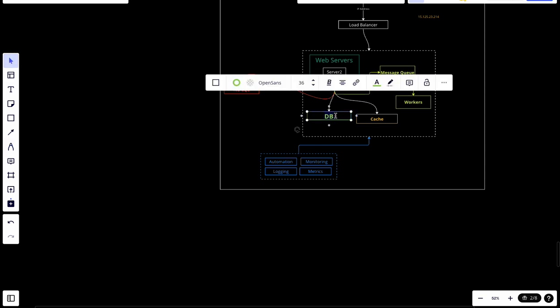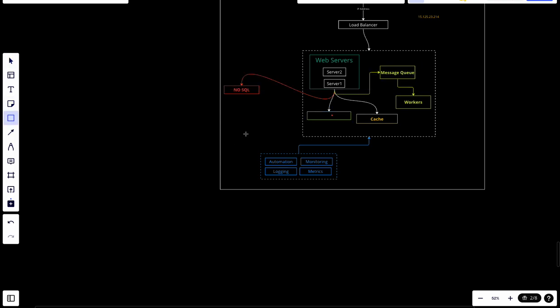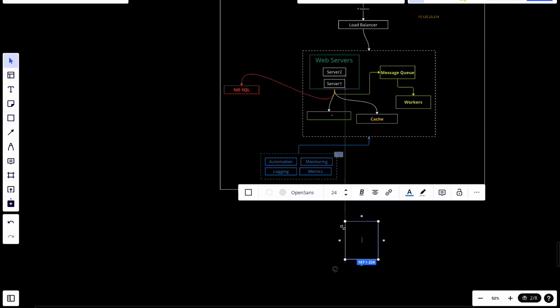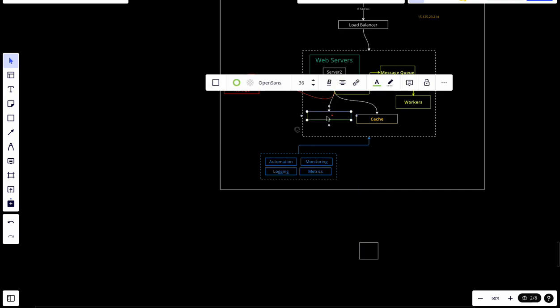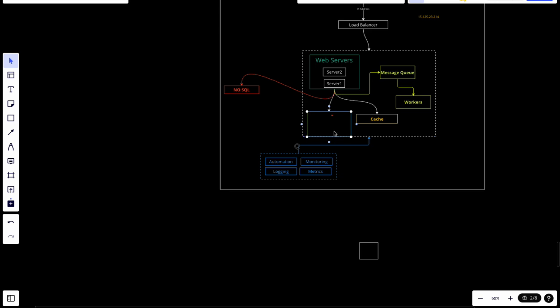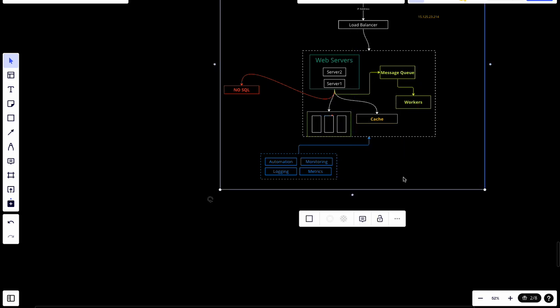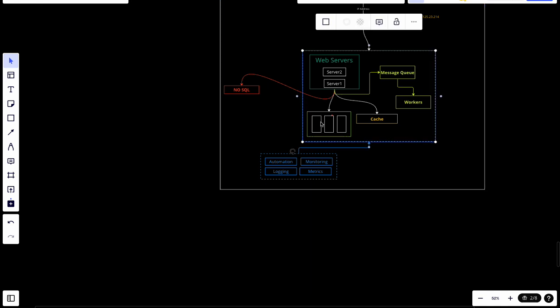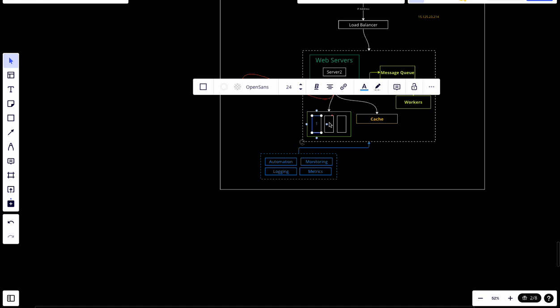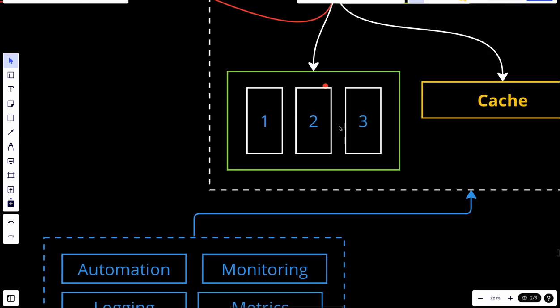What we do here is add shards to the database. We have shard one, shard two, and shard three. So this is what we do for the database to scale it up.